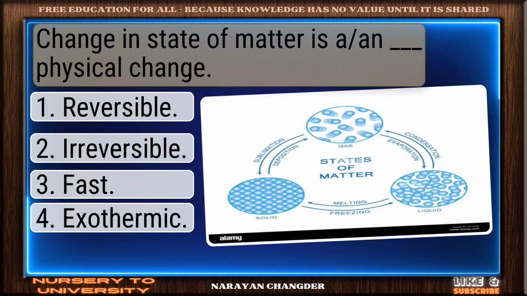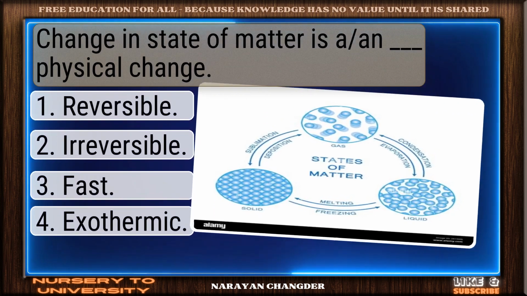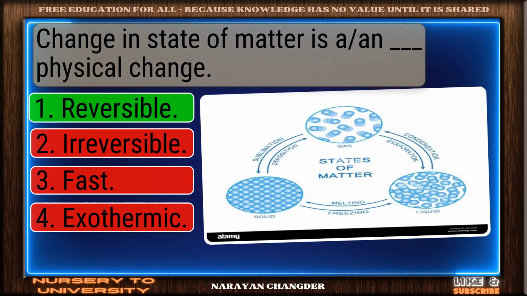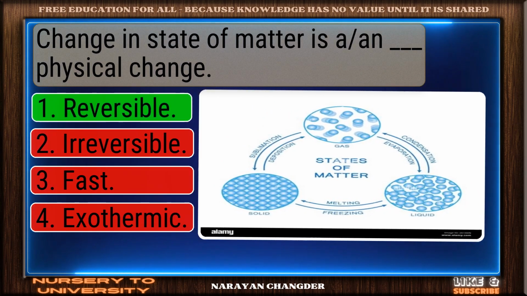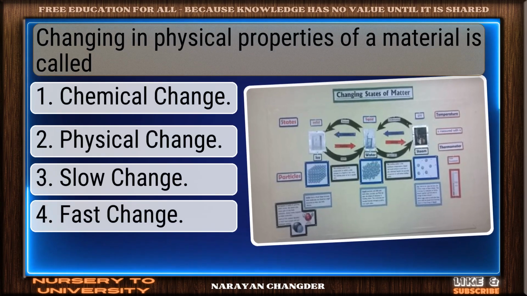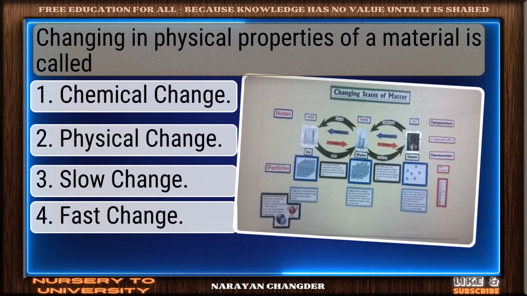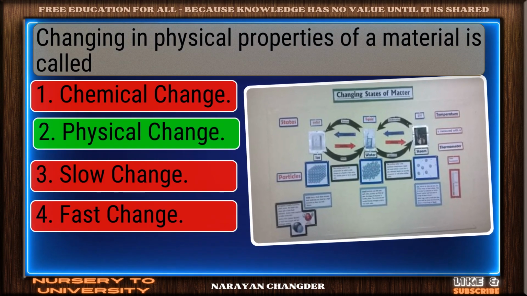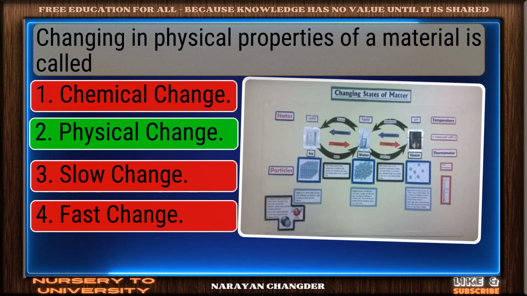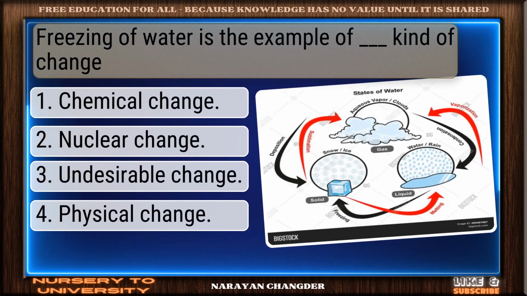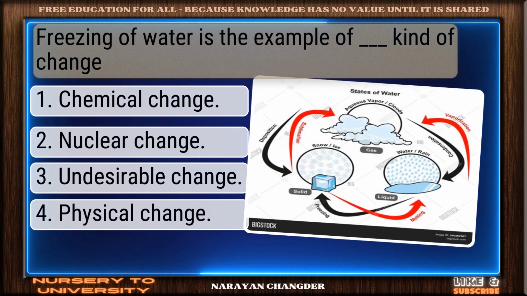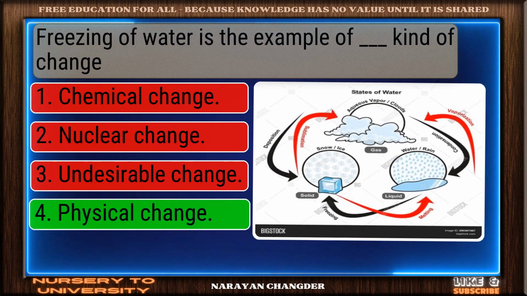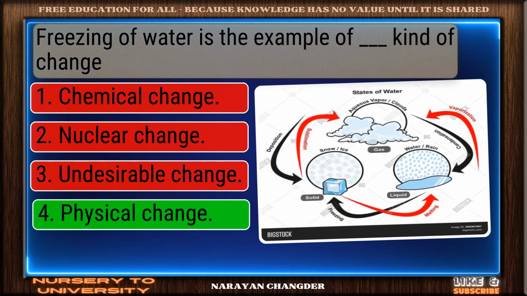Change in state of matter is a dash physical change. Nice selection. Reversible is the correct and valid answer. Changing in physical properties of a material is called. You're right. Physical change is the correct answer. Freezing of water is the example of dash kind of change. Strong choice. Physical change is the right answer.